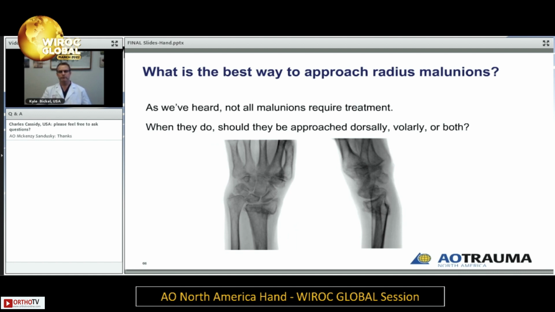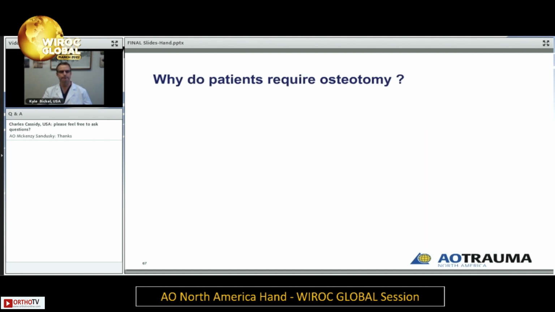What is the best way to approach radial malunions? As we've heard, not all malunions require treatment, and there are a number of factors that go into deciding who is best helped. When they do require treatment, is it best to approach them dorsally, volarly, or do we need to approach both the dorsal and the volar components separately?